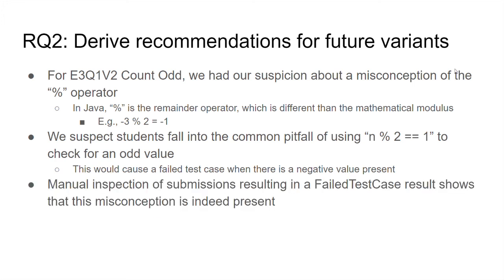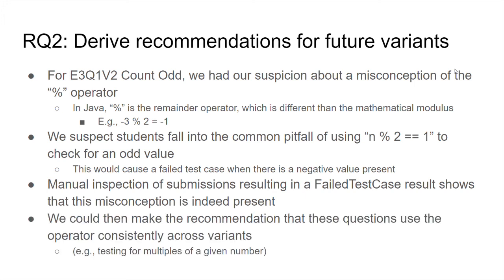Manual inspection of submissions resulting in a failed test case result shows that this misconception is indeed present. We could then make the recommendation that these questions use the operator consistently across variants, for example, testing for multiples of a given number.